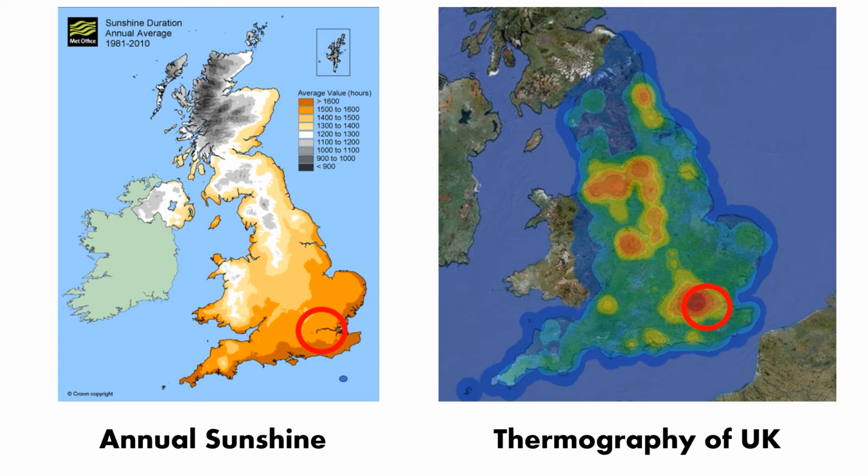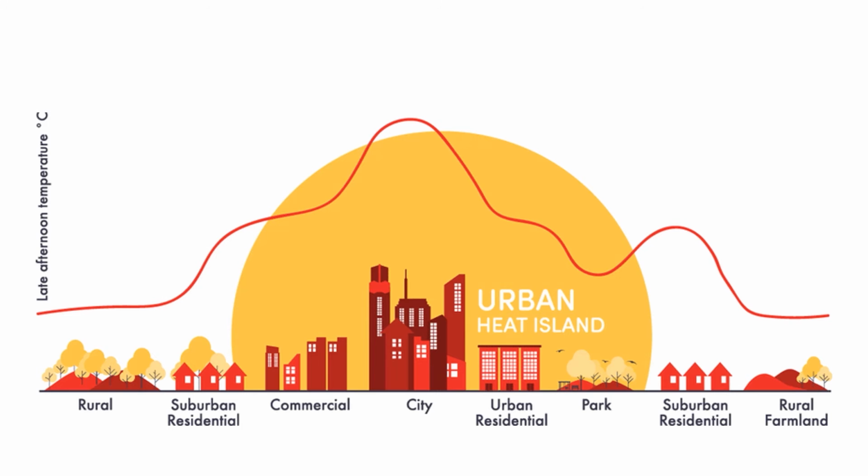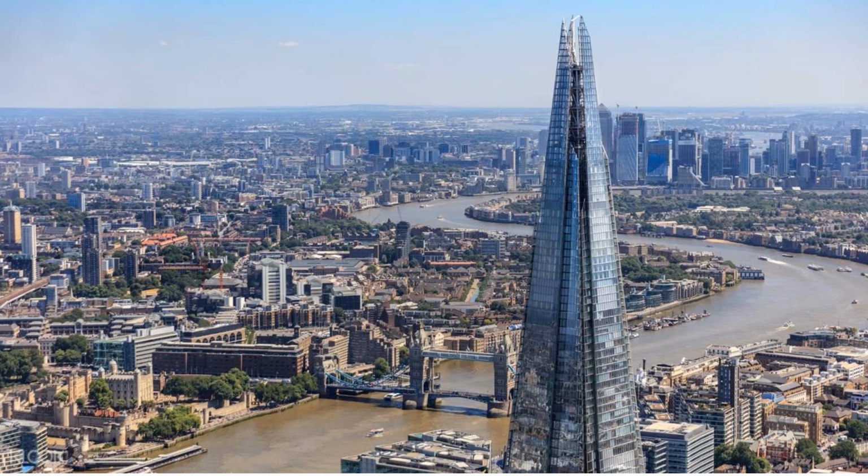By looking at the annual sunshine and thermography of United Kingdom, London has high sunshine hours and temperature compared to average of United Kingdom. As London is the capital of United Kingdom, heat island effects is remarkable due to its high density of the city. Now, let's return to the shard building.